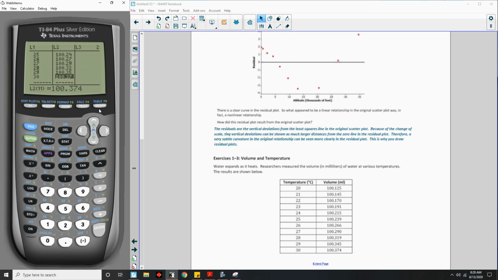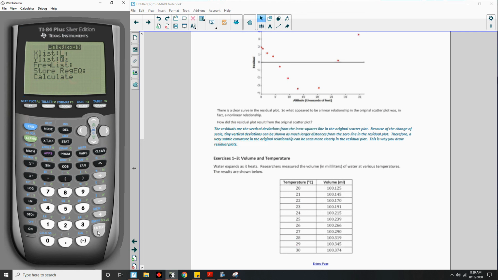Now we're going to generate the least squares line. So you press stat, calculate. Linear regression is number 4. You want your X list to come from L1, your Y list to come from L2.